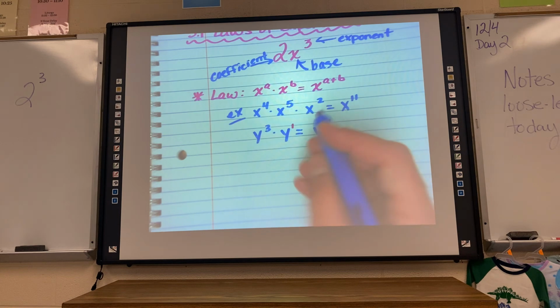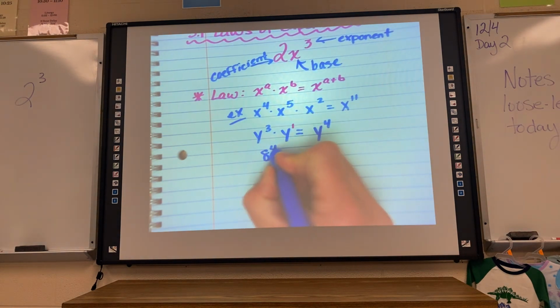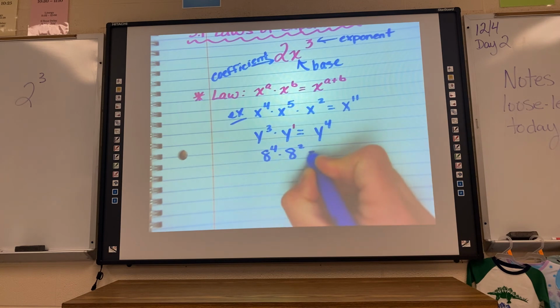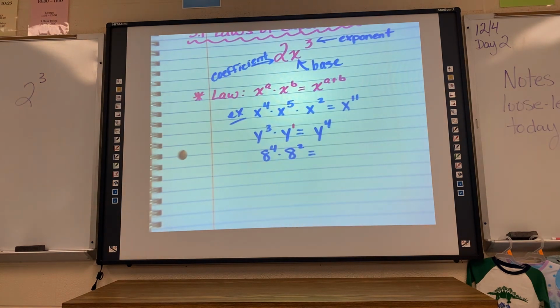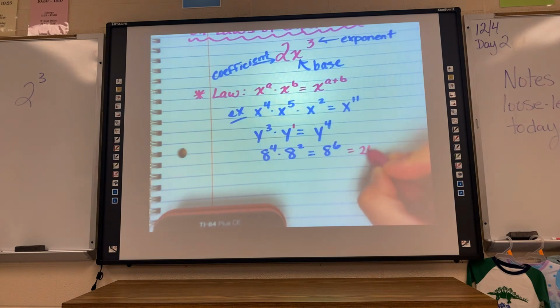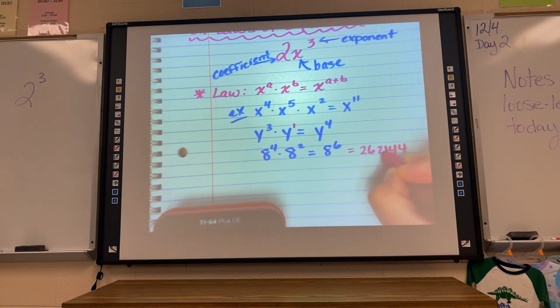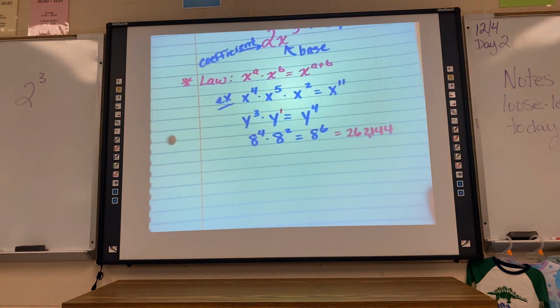What about 8 to the 4th times 8 squared? What does that equal? I don't need it expanded out. Isn't that 8 to the 6th? 8 to the 6th, which now, okay, this is where you would go to your calculator and simplify this. 8 to the 6th is 262,144. But it is technically 8 to the 6th. In that case, the 8 was the base.